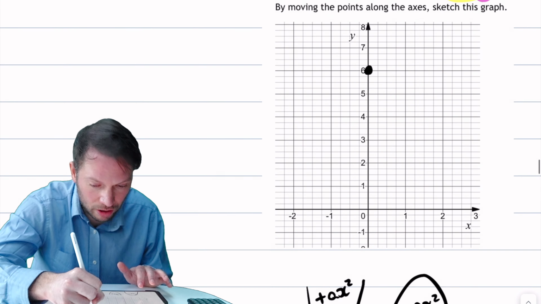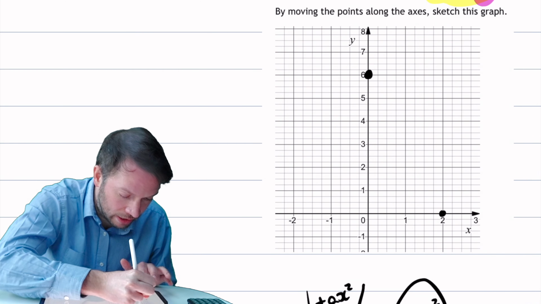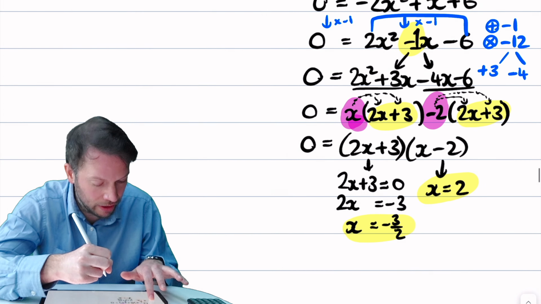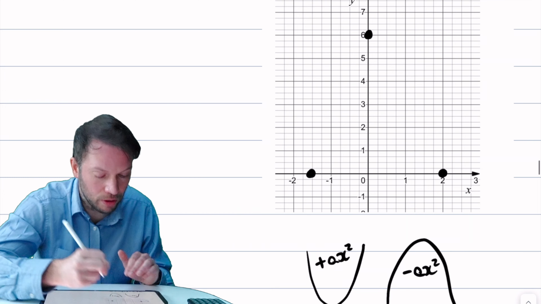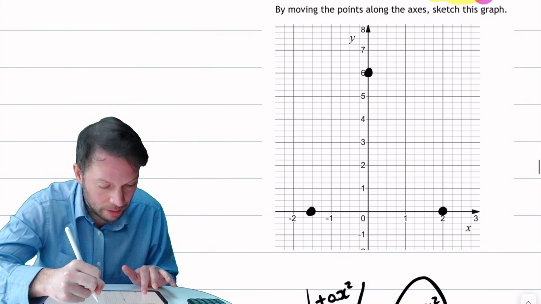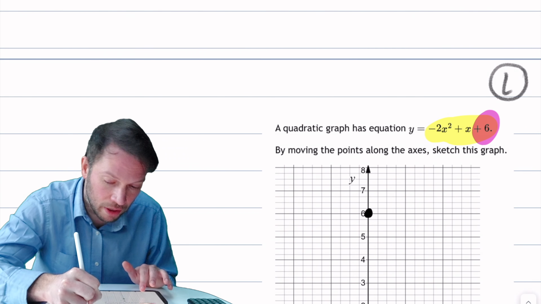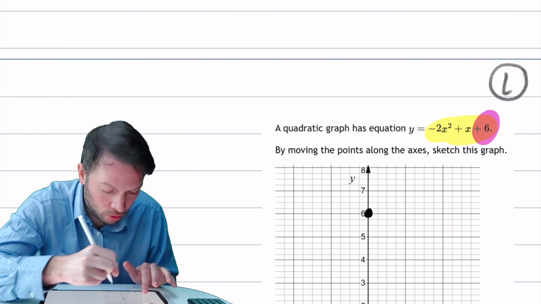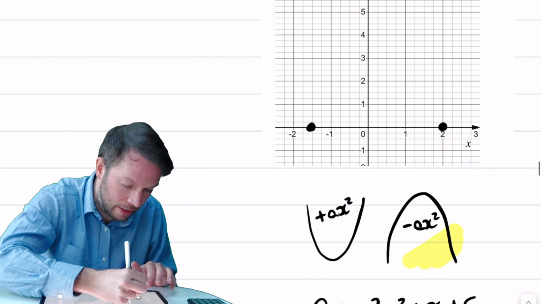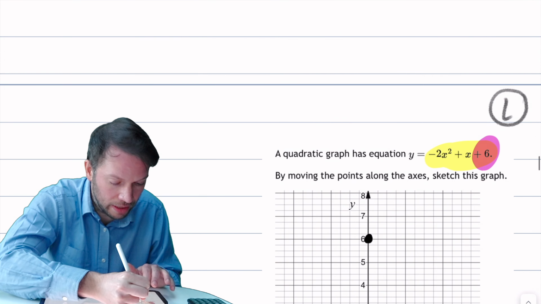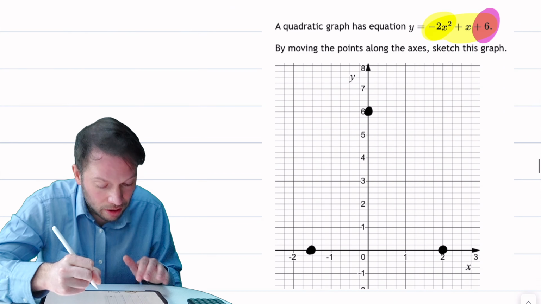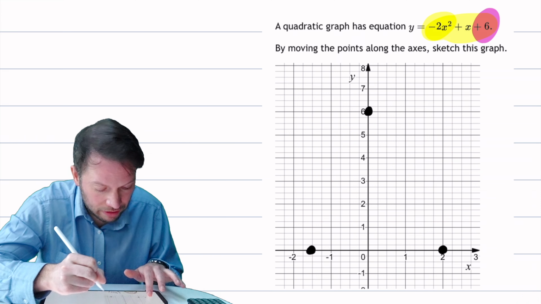So on this graph, when x is 2, y is 0, and when x is minus 3 over 2, which is the same as minus 1.5, that makes y 0. And we said earlier, because it's minus 2x squared, minus 2 is a negative number, we saw that we're going to get this shape here, the hill shape, if you like, because we had a minus 2x squared here. Okay, right, so our graph is going to go through these 3 points.